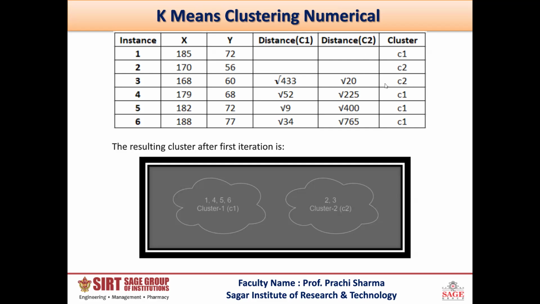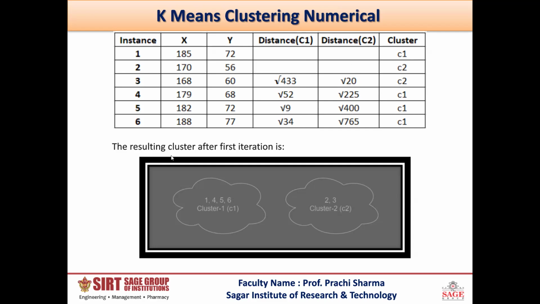Therefore, we write C2 here. Similarly, root 52 is smaller than root 225, and root 52 belongs to the C1 cluster, so we write C1 here. Same goes for root 9, which belongs to C1, so we write C1 here. And root 34, as it's smaller than this, belongs to C1. So we write C1. So we will make tabular data.